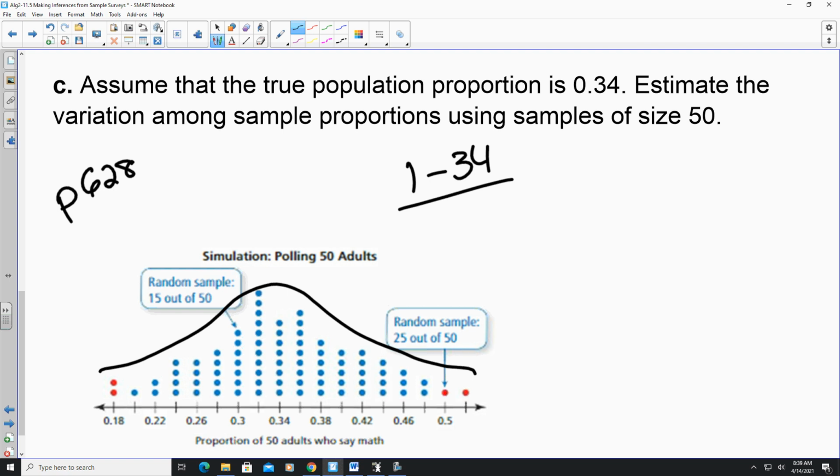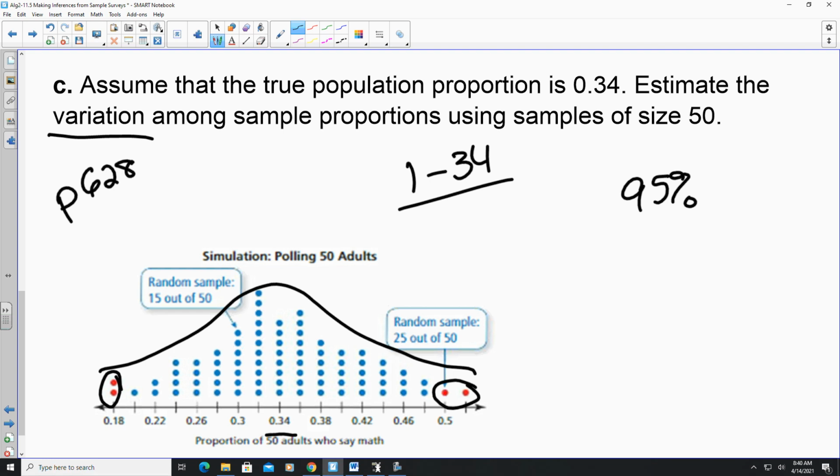What they want us to estimate here is the variation among the sample proportions using these 50 samples. So now what we can say is in a normal distribution, like we talked about earlier on in the chapter, we can say that 95% of the possible sample proportions will lie within two standard deviations of the mean. All right, we're saying that the mean is 34% or 0.34. So these red values here are considered to be like outliers. Those are part of the 5%, all right, not the 95%.